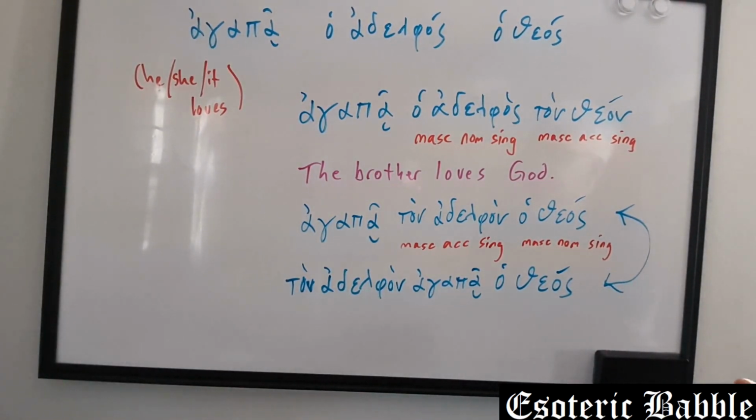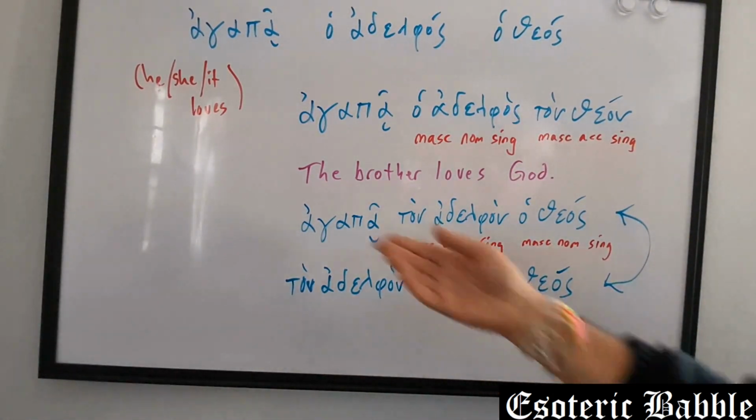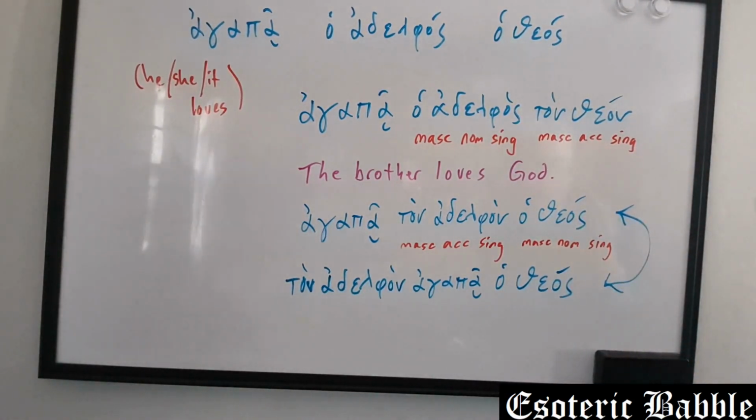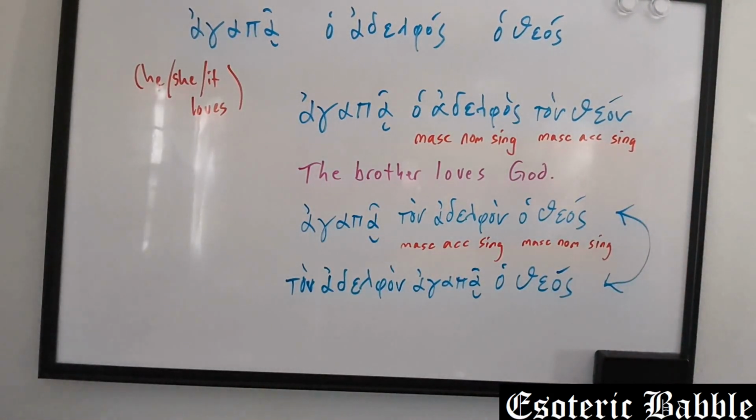Now, the interesting thing there is the emphasis is different. I mean, here we're hearing the word brother first. Here we're hearing the word love first. And of course, you could put this in the English order. You could say ho theos agapa ton adelphon. There are many possibilities in Greek.